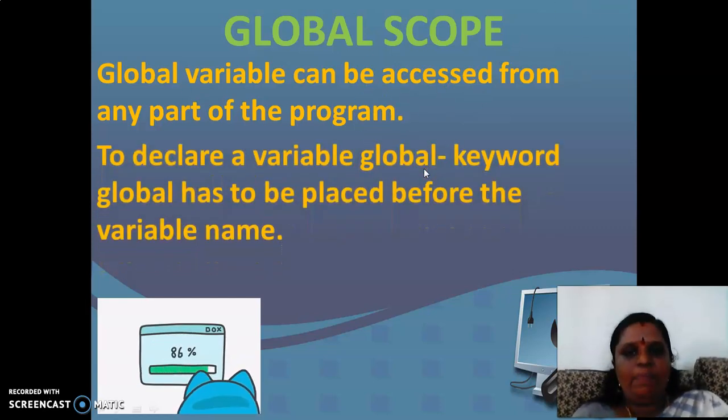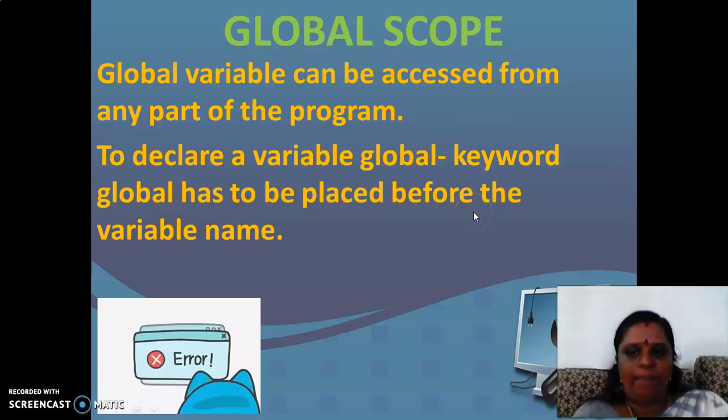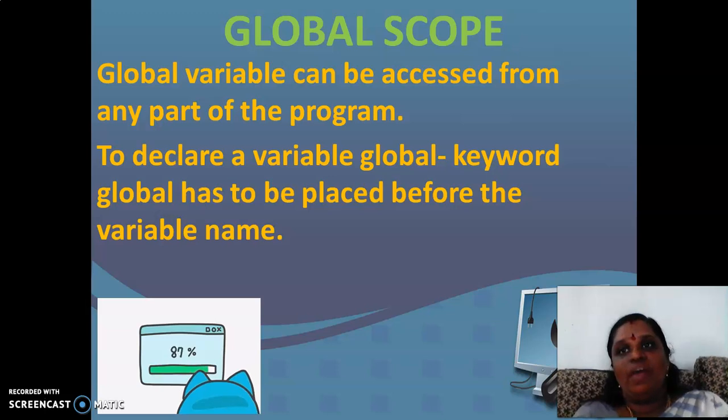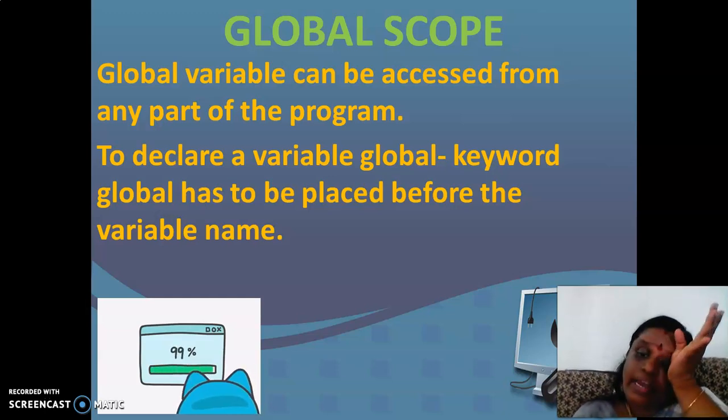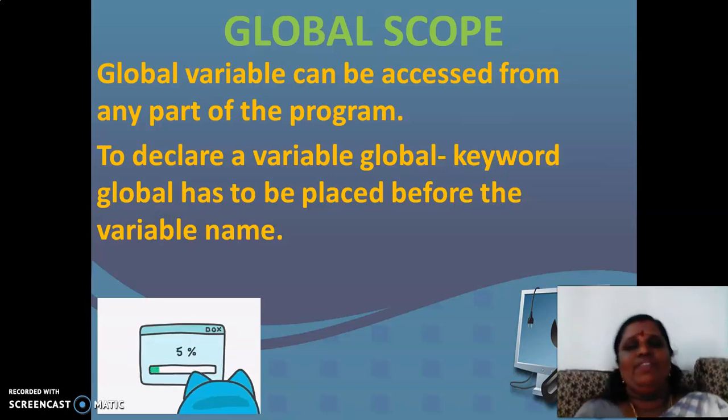To declare a variable global, the keyword global has to be placed before the variable name. But if I say the exam number outside the school, no one knows it, right? So that is the local and global difference. Okay, this is a real life example. Just connect it with local and global. Local means a limited point of access, and global means full access. All the functions can use it.